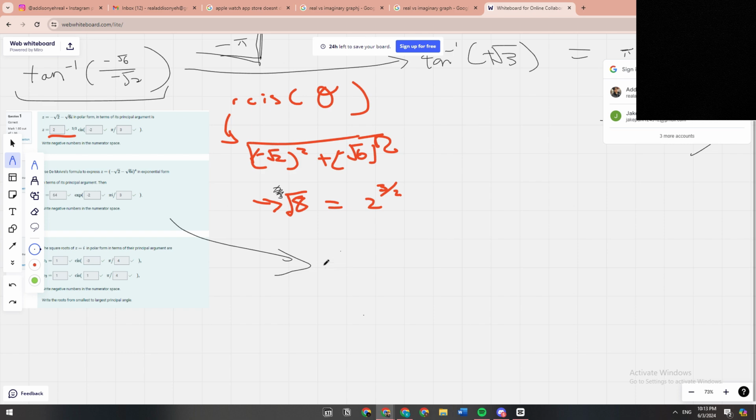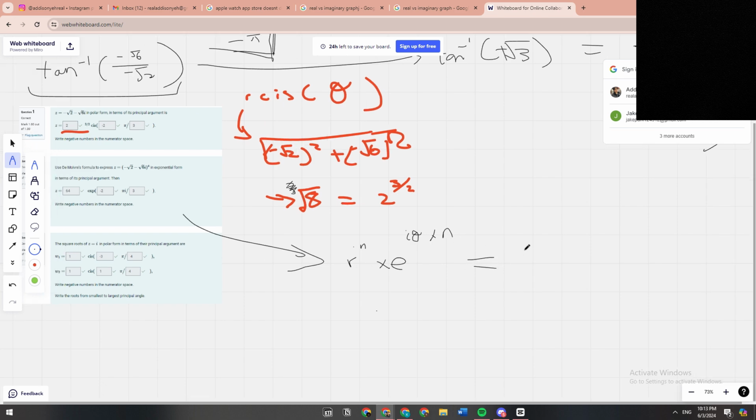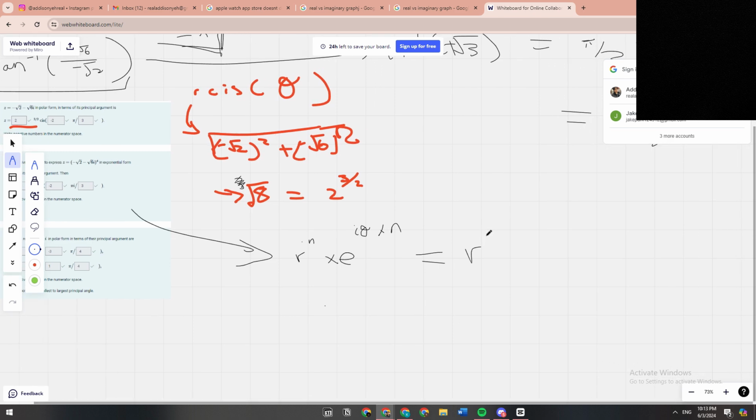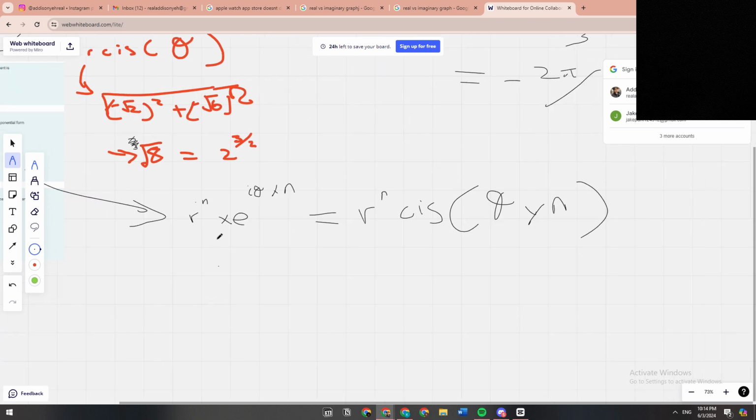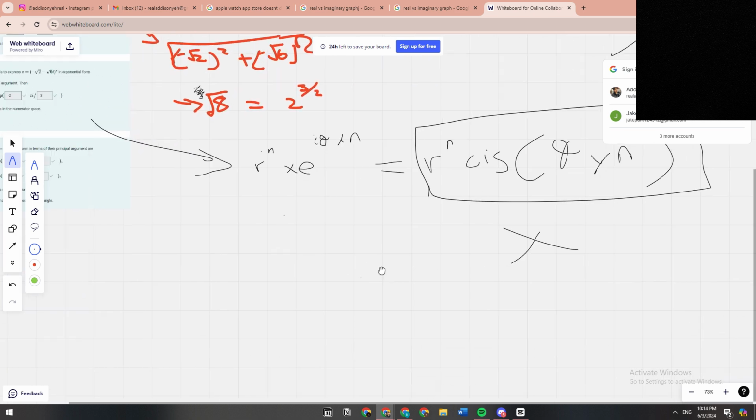And that couple of things is the formula. The formula is as follows: R e to the i theta, to the power of n, equals R to the n, and it should be something like this: R to the n cis theta times n. Okay, so something like that. But for our case, we don't really need this, because who cares about this right now? We need to care about this.